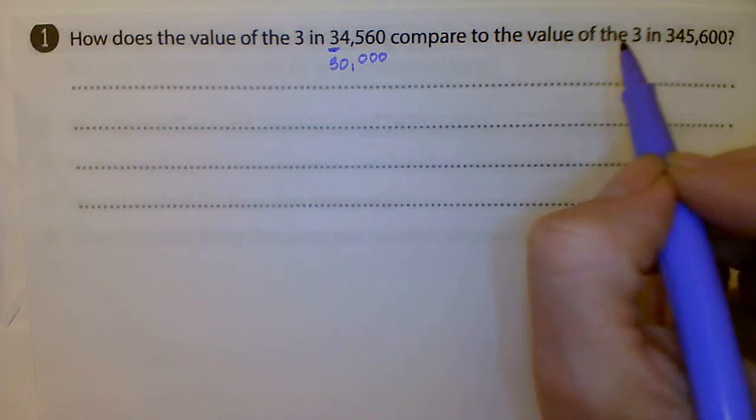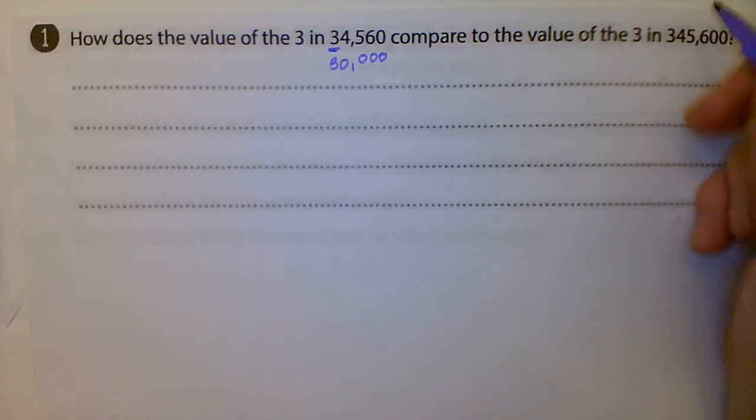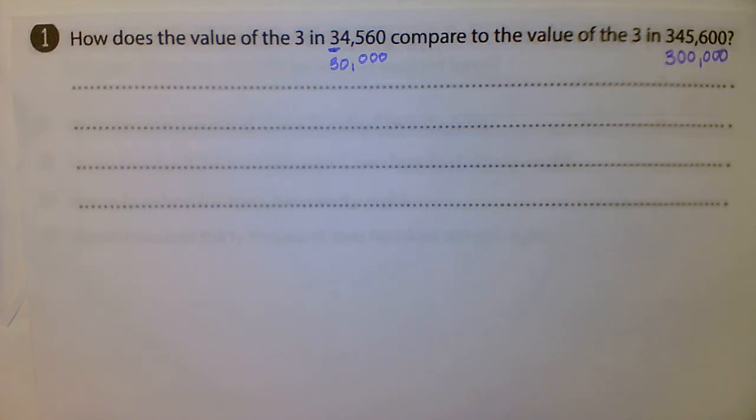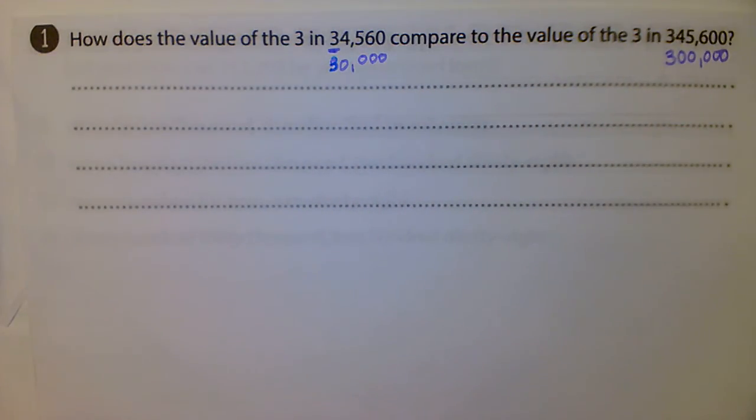So now if I look over here, I have a 3, but now it's in the 100,000s place. So the value of that 3 is 300,000. And you know what, I just want to neaten up this 3, make it look more like a 3. So I'm just going to go over it to make it pop a little bit more. And here we have this 3.